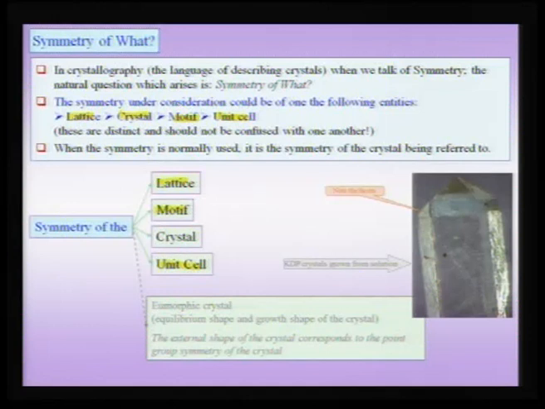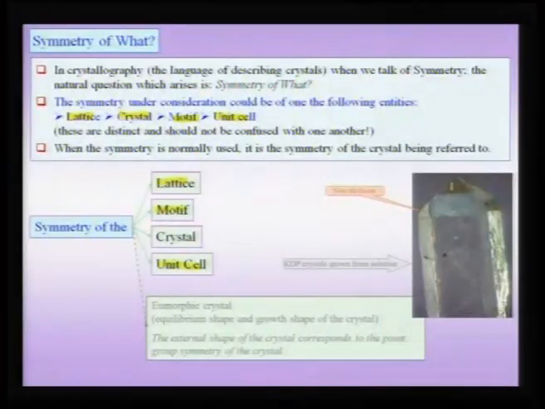or the symmetry of the unit cell, and that is why when a description of symmetry is being made, it is very, very important to note under what context, what is the central focus of the description which is being kept in mind. Additionally, we could also be talking about the symmetry of the growth of an external shape which we considered.